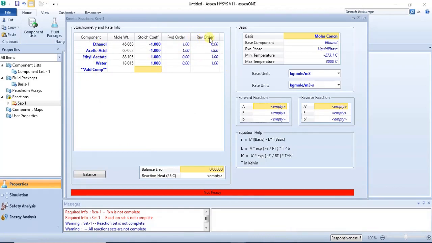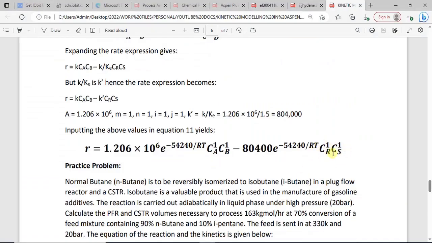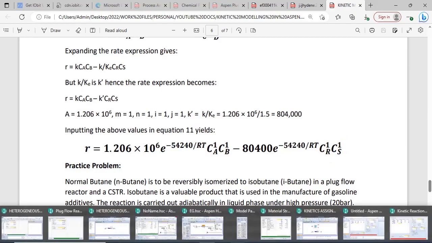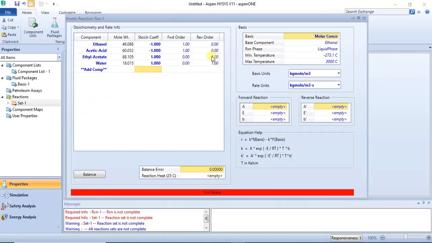Then for reverse order, your products are your reactants. For the reverse order, you still have the same process. So from the equation for reverse, you have your reactants, which are the products of the forward reaction. You have the order as 1 for the first reactant, and for the second reactant also 1. So that is still what is inputted here, and then this is fully specified. So you have to take note of the reactants' order from the rate expression. So coming over here, you have your basis.